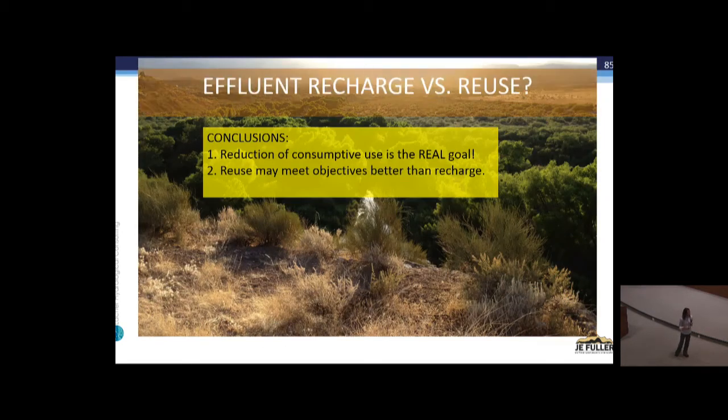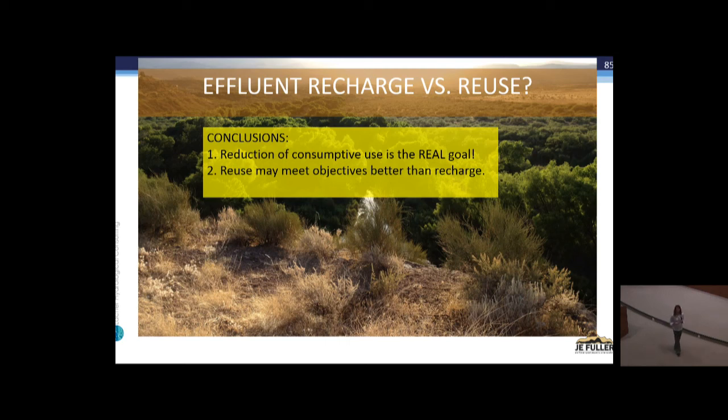they rethought the whole thing and said, really what we want to do is reduce this consumptive use term. We want people to stop watering grass. We actually don't want to water our town park grass and waste all that to ET from our wells. What we really want to do is reduce consumptive use and increase the amount of water in our budget. And reuse may meet the objectives that we have better than recharge would.